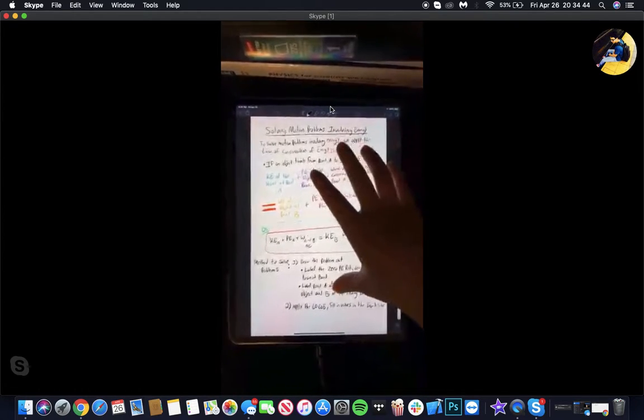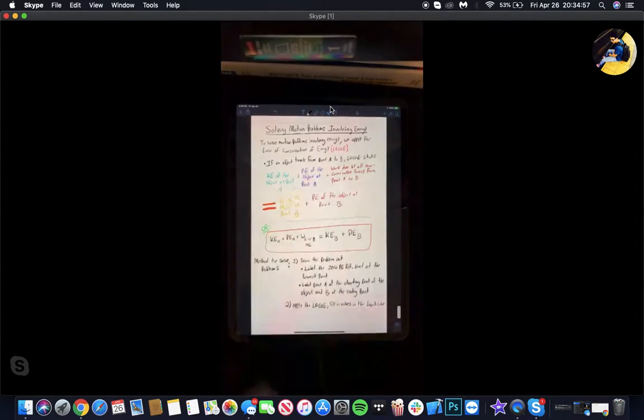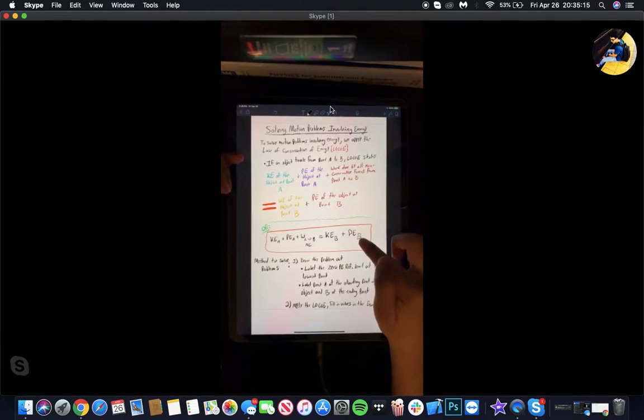So what I laid out right here is the method to solve problems involving energy. To solve motion problems involving energy, we apply the law of conservation of energy, which states that energy can't be destroyed or created. It can only be transferred from one system to another, or transformed from one form to another, and the total energy must remain constant. And this is the equation form of that.